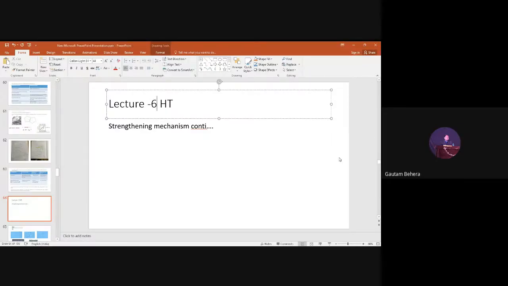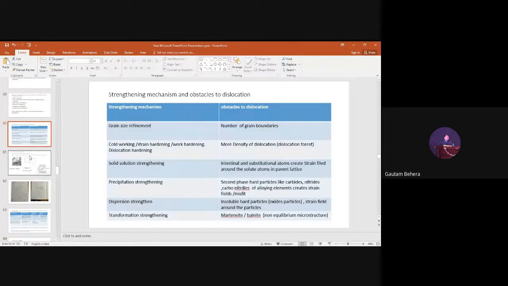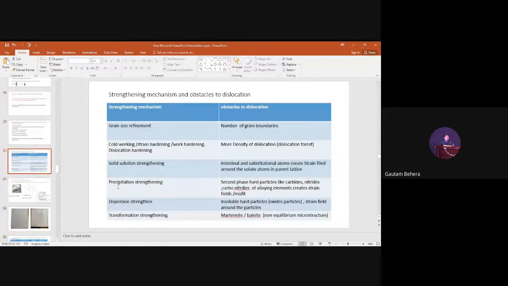Yeah, today is lecture number 6 of this heat treatment class, and today we'll continue with that topic, that is strengthening mechanism in materials, crystalline materials basically. I think I have covered all these things, right? Obstacles, strengthening mechanism, obstacles to dislocations. Okay.